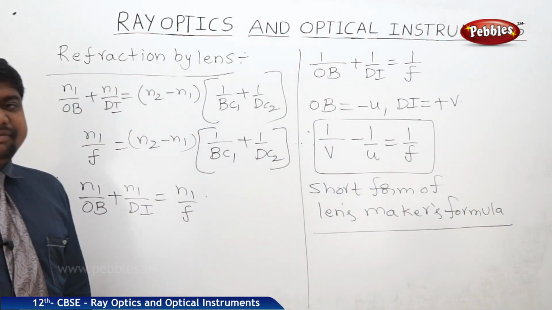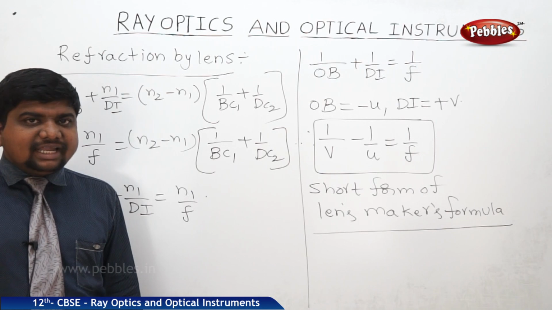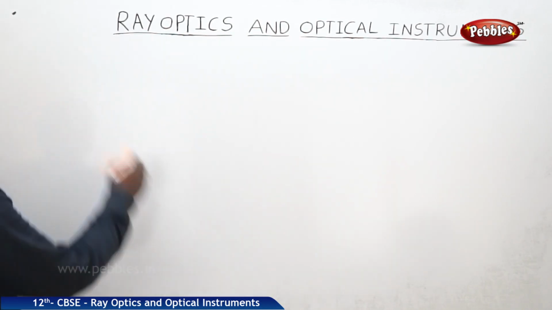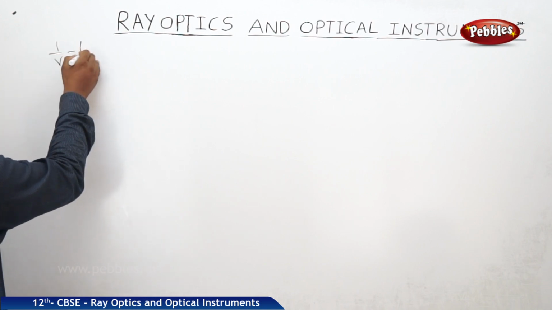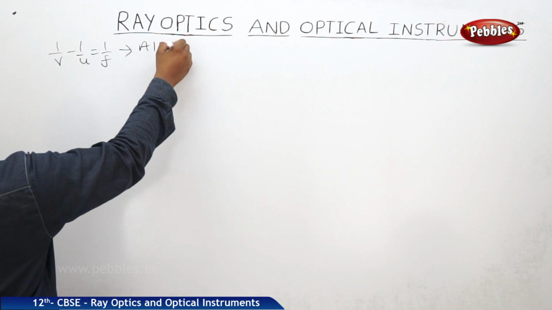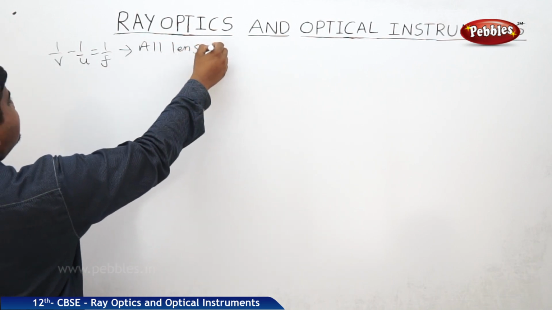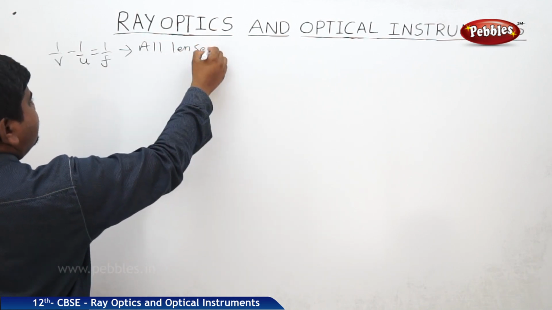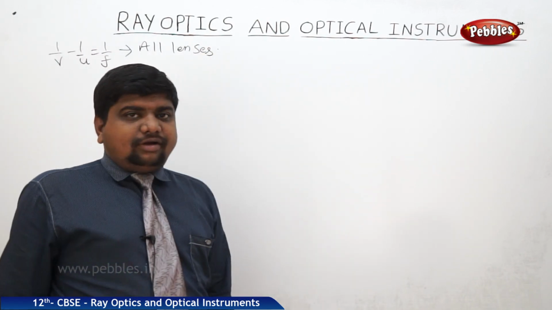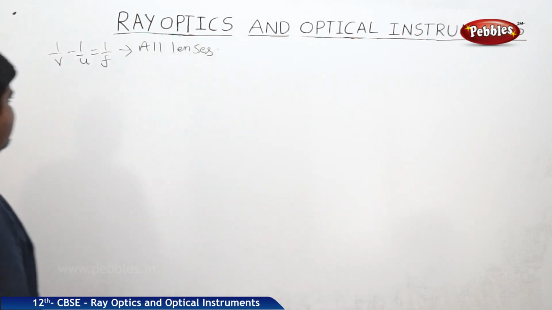Now we will see how the image will form in the lenses, what the ray diagrams are, and the magnification. The Lensmaker's formula 1/v − 1/u = 1/f is valid for all lenses, whether it is a real image or a virtual image, and whether it is a convex lens or a concave lens. Now we will see how the image will form.